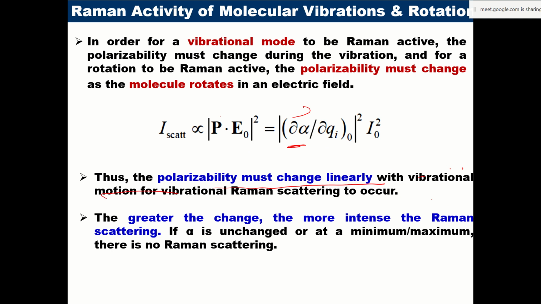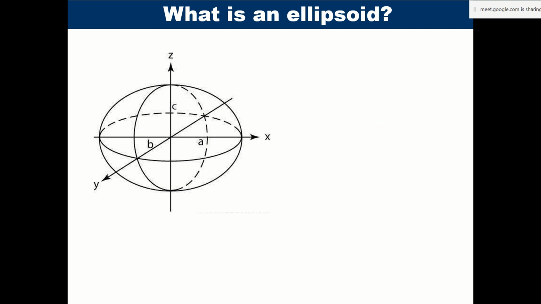So for the Raman scattering to occur, the greater the change in polarizability, the more intense the Raman scattering. Okay. So if there is no change, very close to the equilibrium position, if the polarizability remains unchanged, d alpha by dq is 0, then no Raman scattering will be observed.